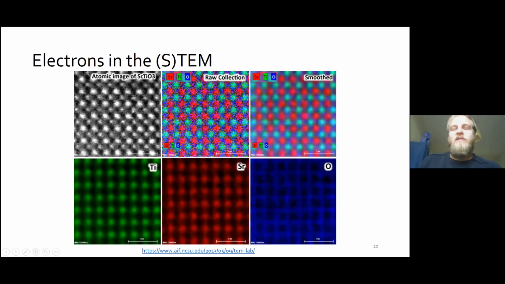So this is a HAADF, high angle annular dark field image of strontium titanate, a different type of very stable perovskite material. You can see some of the spots are brighter than others. This is because these ones are heavier. The brighter columns are heavier, so they scatter more than the lighter columns. And then the darker ones are oxygen. Oxygen doesn't scatter very much.